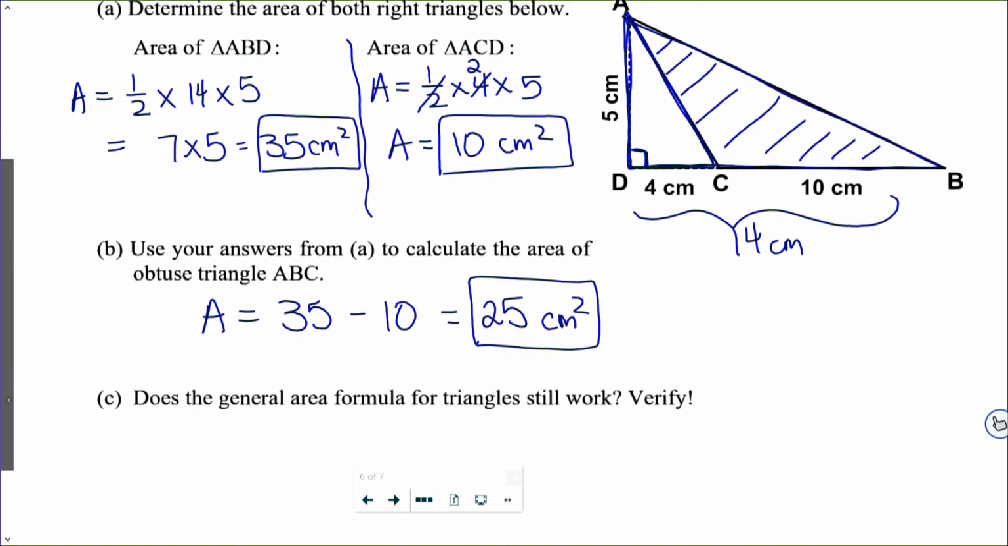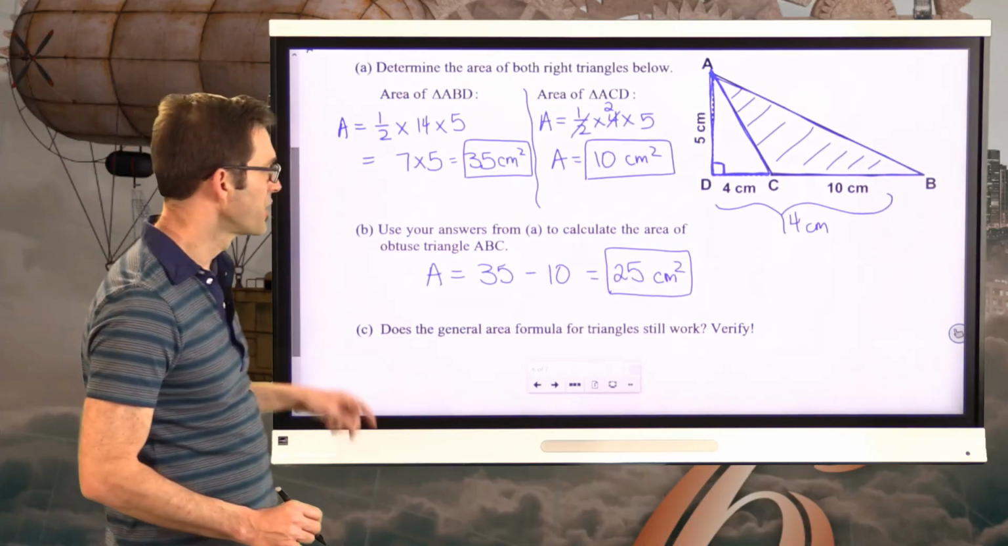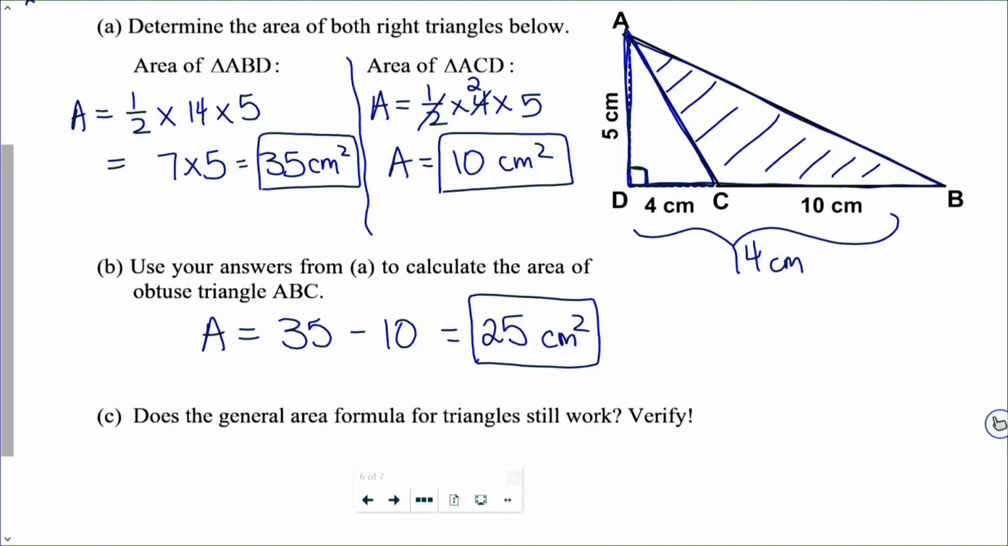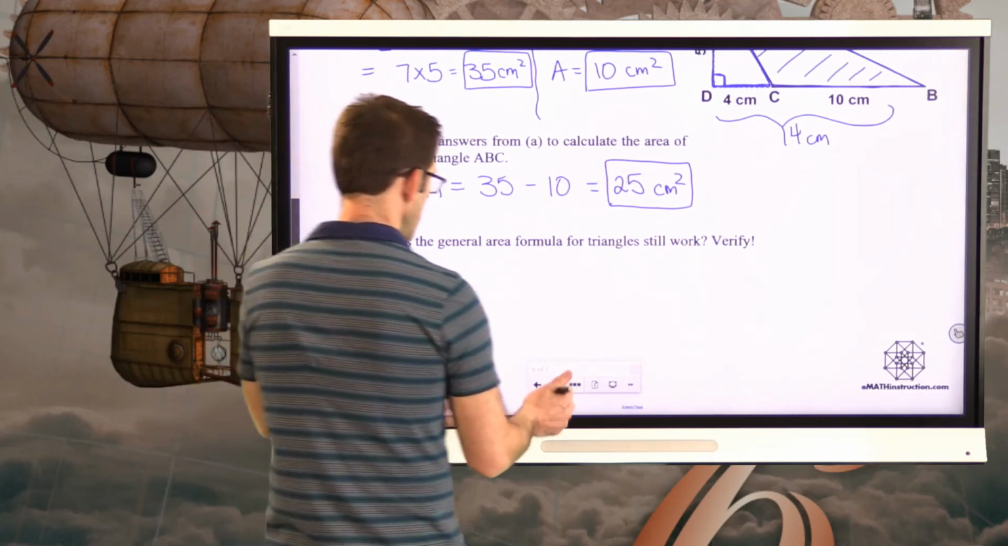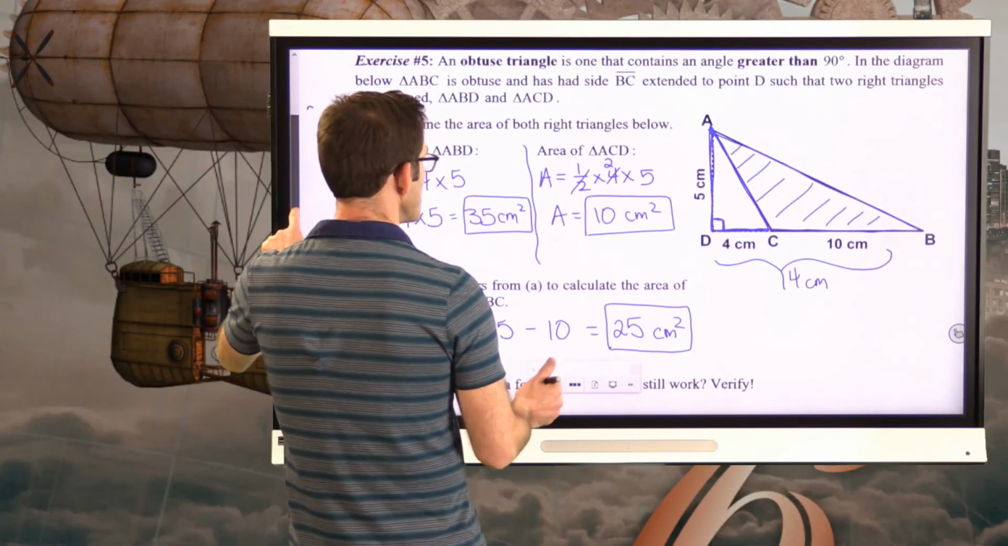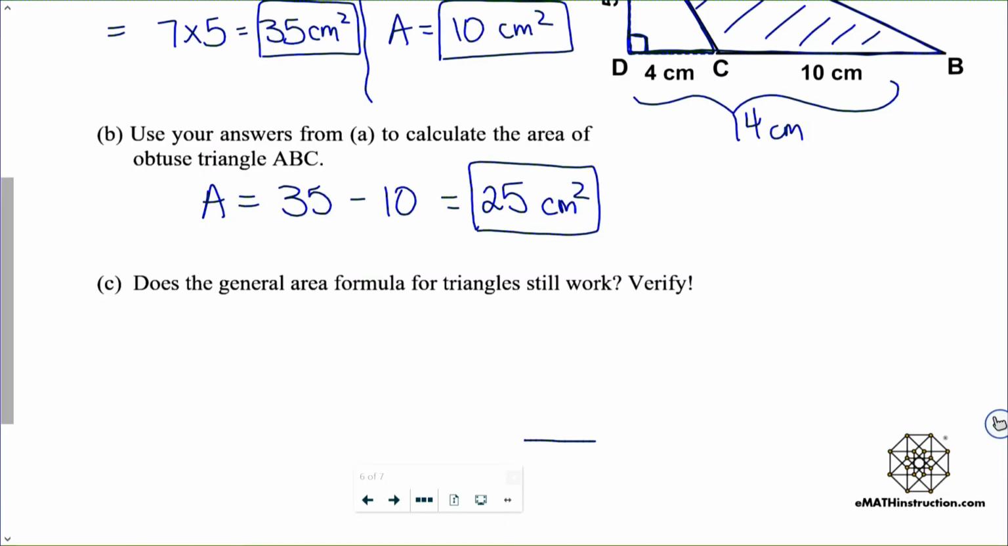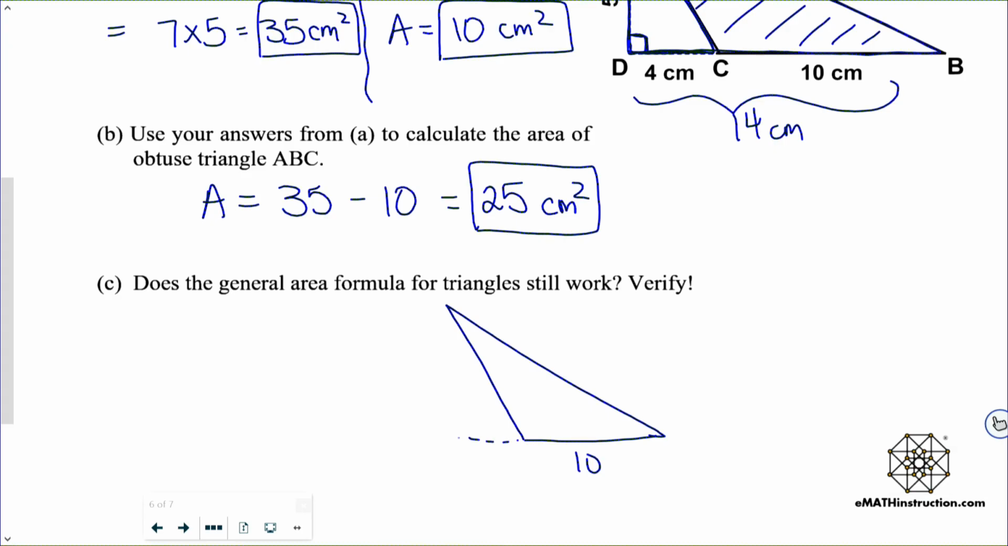All right. Now, letter C asks, does the general area formula for triangles still work? Verify. Well, for a moment, let me draw that triangle that we were just coming up with the area for individually, right? So that particular triangle looked something like this, right? It had a base of 10. It's a little bit harder to show the height of it, right? But the height, again, is the distance from this point down to the base, and that's going to be 5 centimeters.